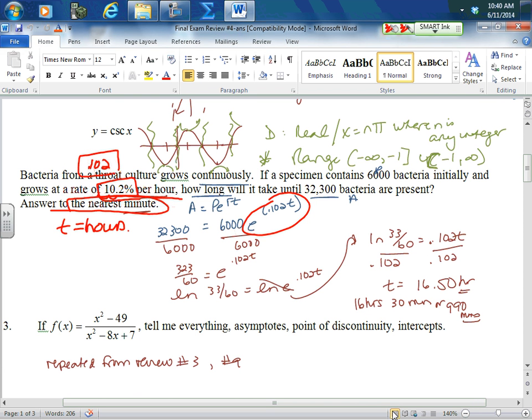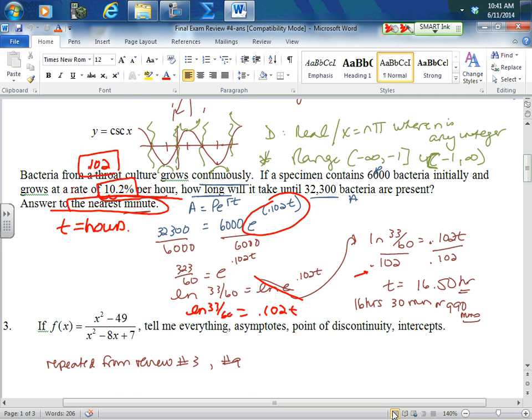And then you get this. Leave it like this and take the ln of both sides. The only thing that brings an exponent down is a log. If you're using base e, you have to use the natural log, ln. It's just easier to use ln all the time. Bring the ln down, you can see these will cancel, so it works out to this. Then you divide both sides by 0.102. Now, that answer was in hours, and you want it to the nearest minute.